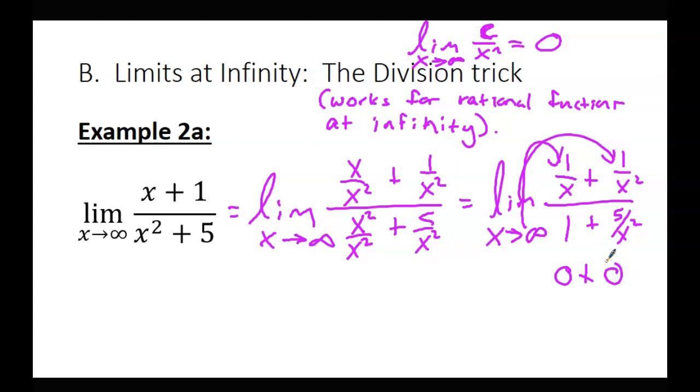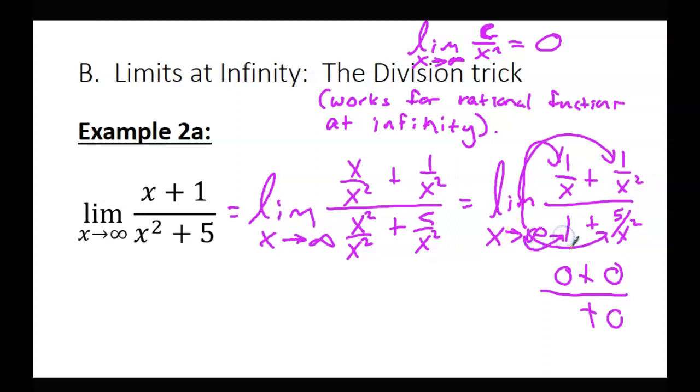1 over x to any power as x goes to infinity will be 0, because as the bottom gets infinitely large, the fraction goes to 0. How about here? 0. All of those things that are 1 over x or something over x to a power go to 0. That's why I did that. But there's one that's left.